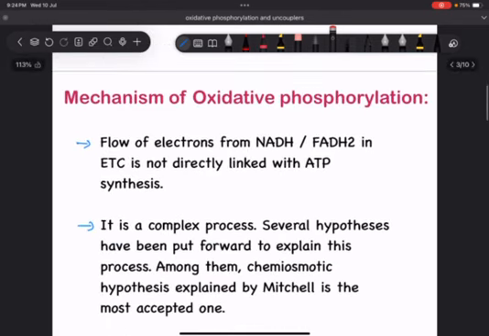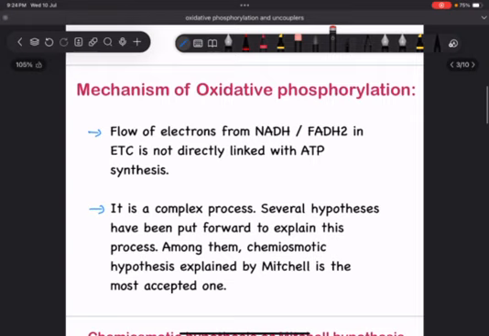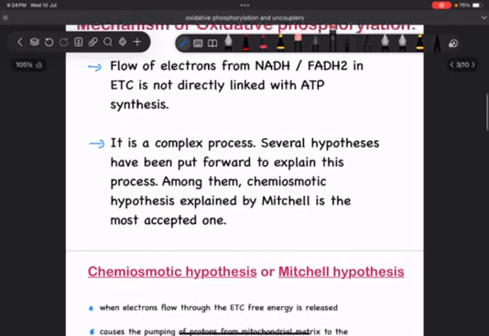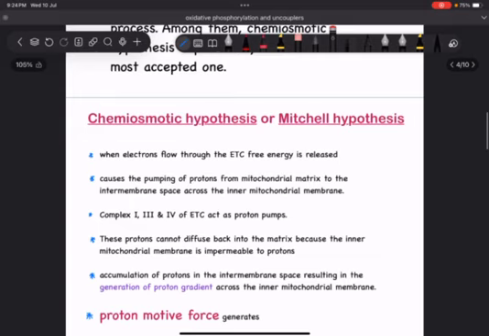Okay, now let's look at the mechanism of oxidative phosphorylation. The flow of electrons from the NADH or FADH2 in the electron transport chain is not directly linked with ATP synthesis. Why? Because it is a complex process and several hypotheses have been put forward to explain it. Among them, the chemiosmotic hypothesis, which was explained by Mitchell, is the most accepted one. So we can look at its hypothesis.